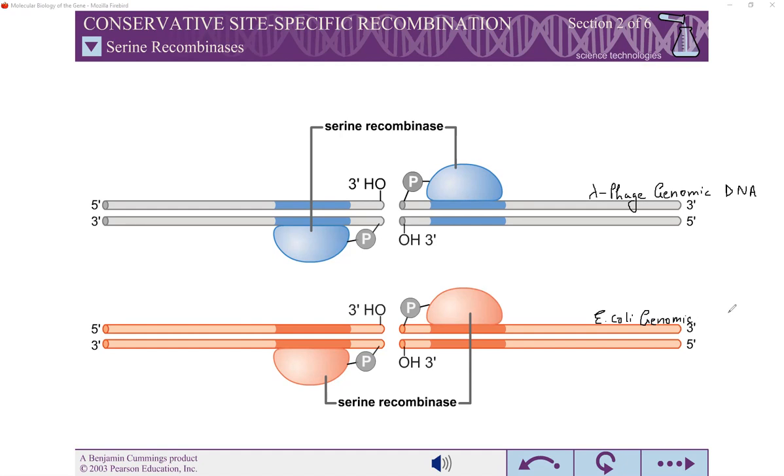Now, how is this integration going to take place? This integration is going to take place when the cleavage of the phosphodiester backbone takes place. Here, the cleavage of the phosphodiester backbone has taken place. Once the cleavage has taken place, then the exchange of the genetic information could take place. Once the exchange of the genetic information takes place, then the ligation will take place. So, moving forward.